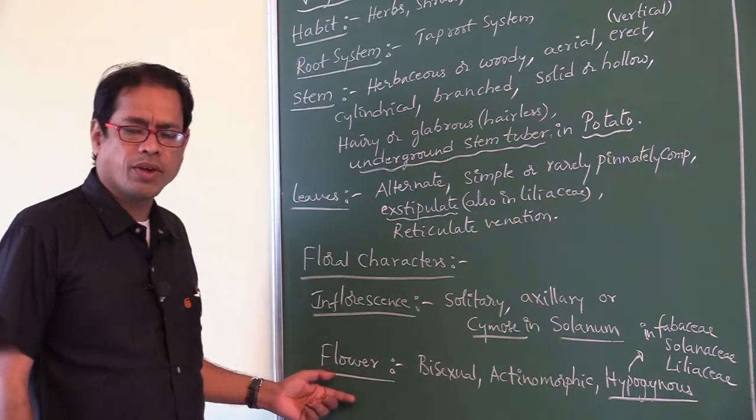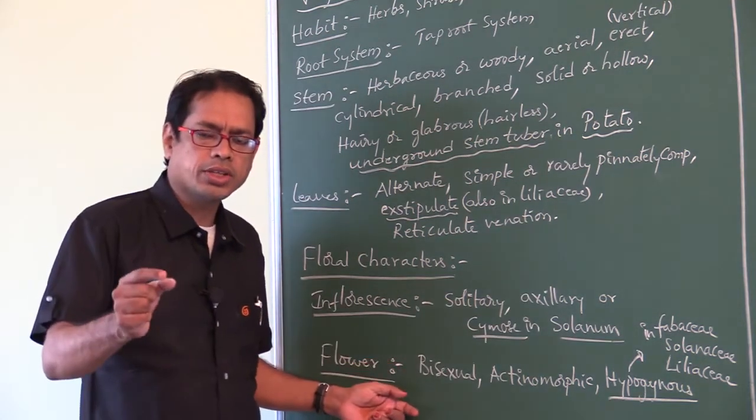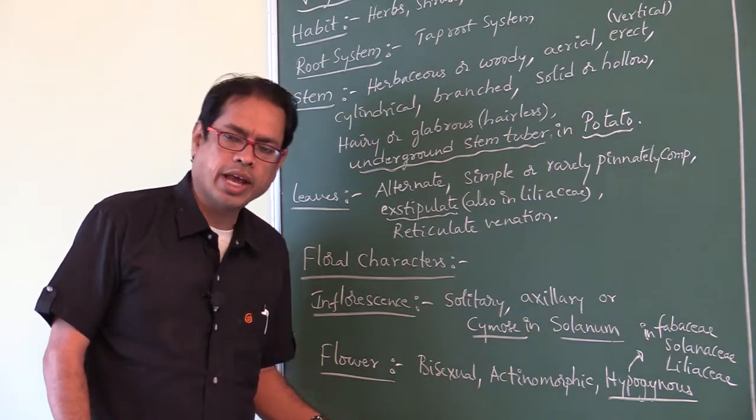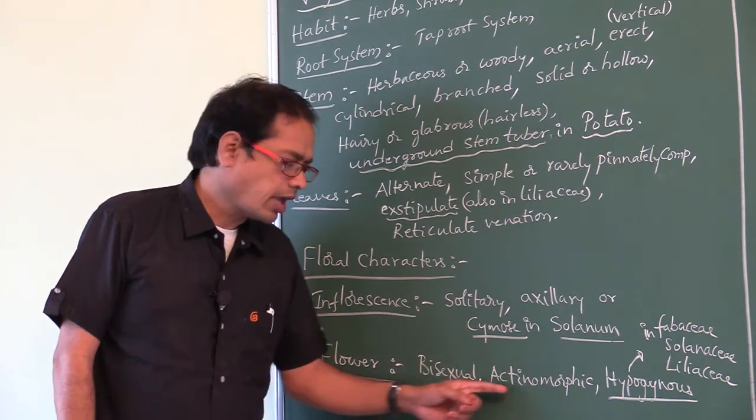Next, what type of flowers do you find in Solanaceae? Bisexual. Bisexual means a flower having both sex organs, both androecium and gynoecium. That is so called bisexual flower. Actinomorphic.